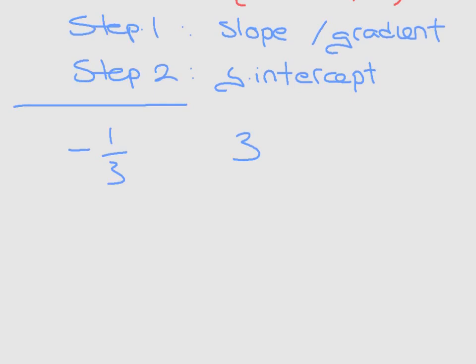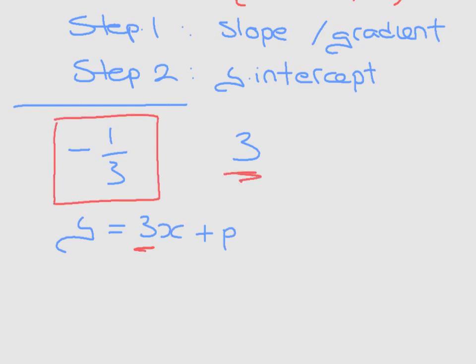In other words, by the end of this first step, we can already say that the line that we're looking for has to look something like this: y equals 3x plus p. And that 3 there is what I found by taking the negative reciprocal of negative 1/3.